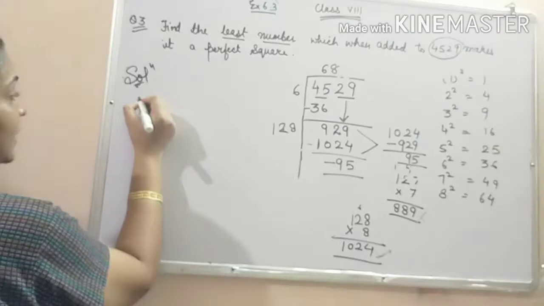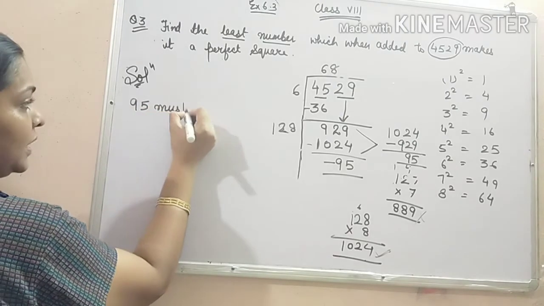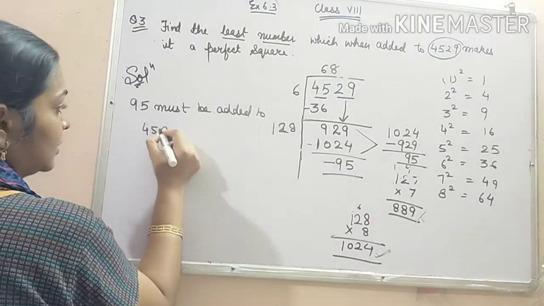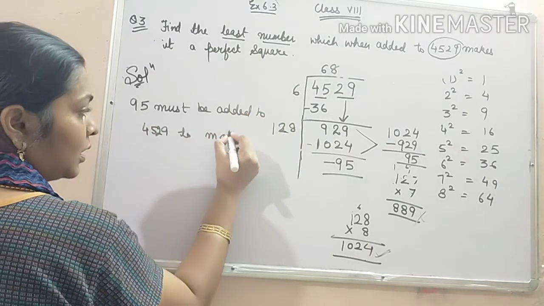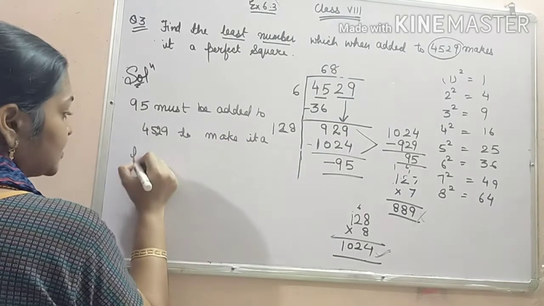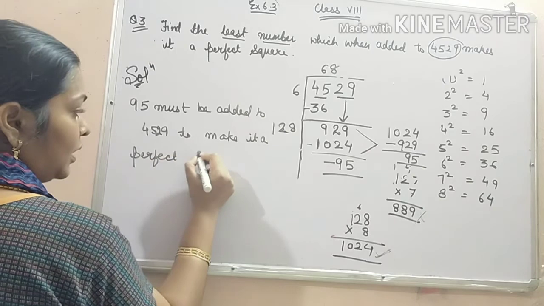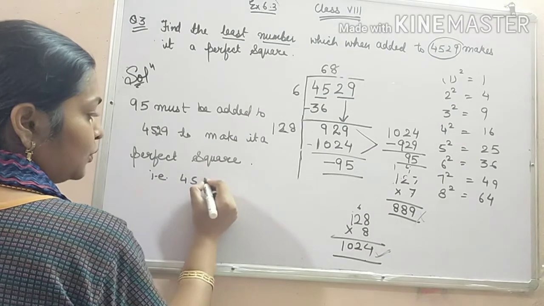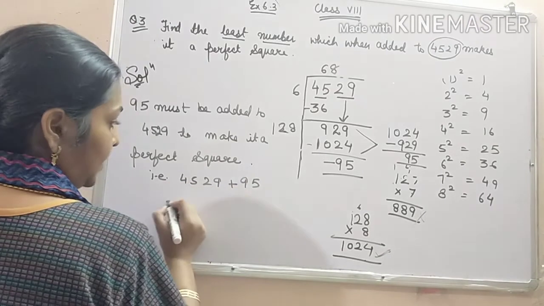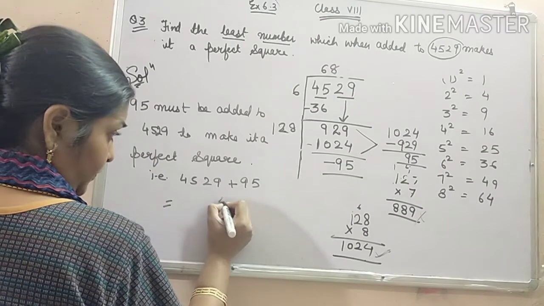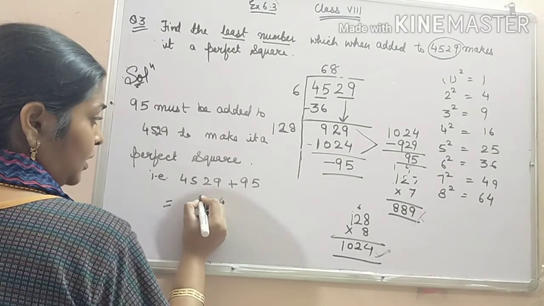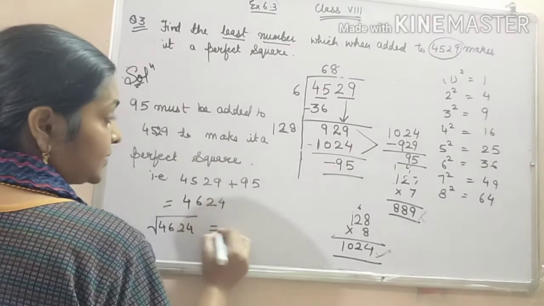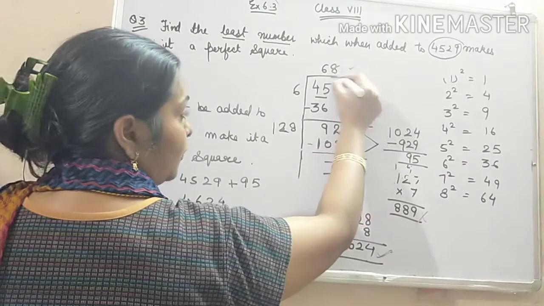So you will write that 95 must be added to 4529 to make it a perfect square. That is, 4529 plus 95 is equal to 4624, and the square root of 4624 is 68. What we have got over here.